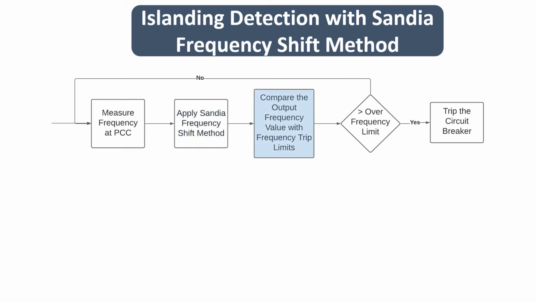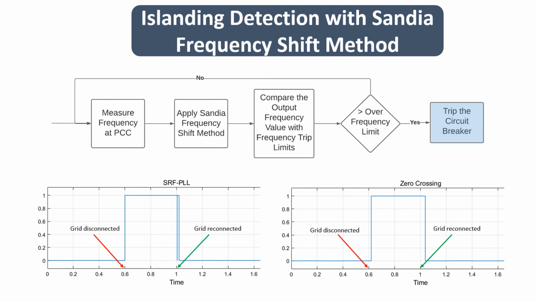The output of the loop is compared with the over-frequency trip limits of the inverter. If there is an islanding situation, the feedback loop is continued until the over-frequency protection is activated. Else, the process is repeated.